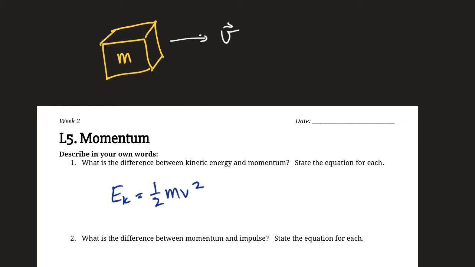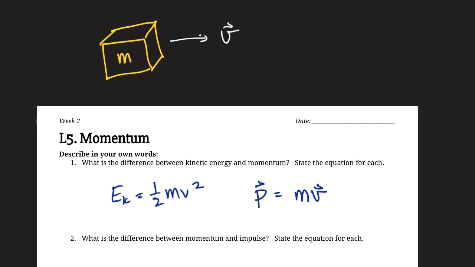Now there's another measure of the energy of a moving object, and we call that momentum. You probably have some idea of what momentum is already. You've heard that term before. Momentum refers to more how difficult it would be to stop an object from moving. We use P as the symbol for momentum, and the equation is mass times velocity. Notice how it's a vector.